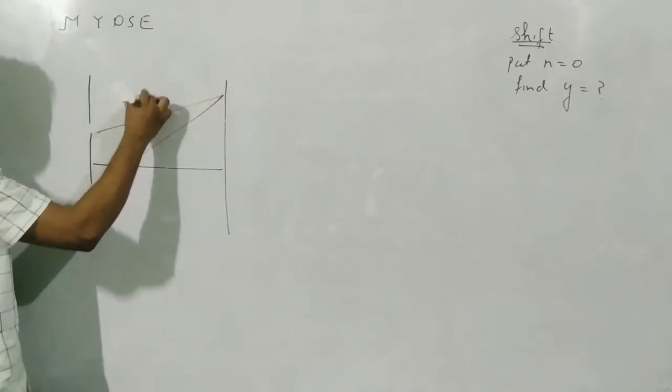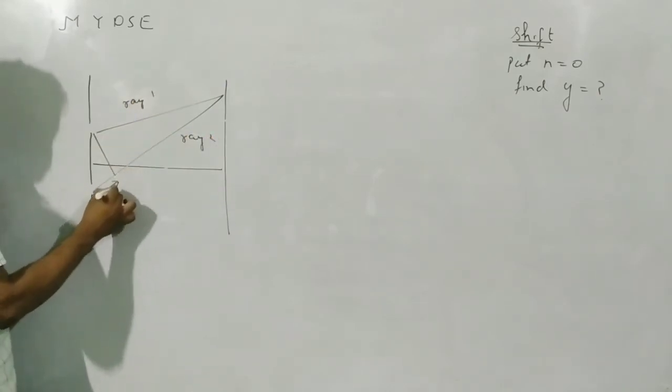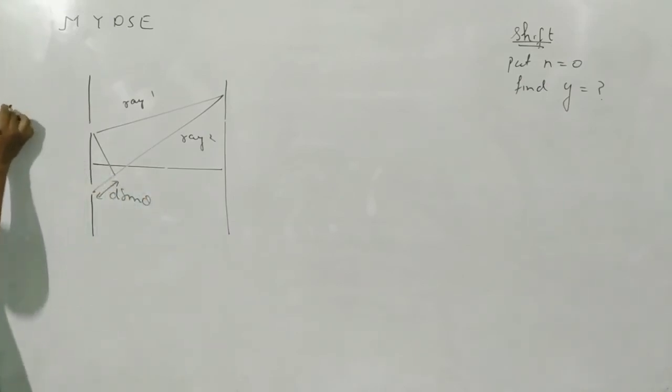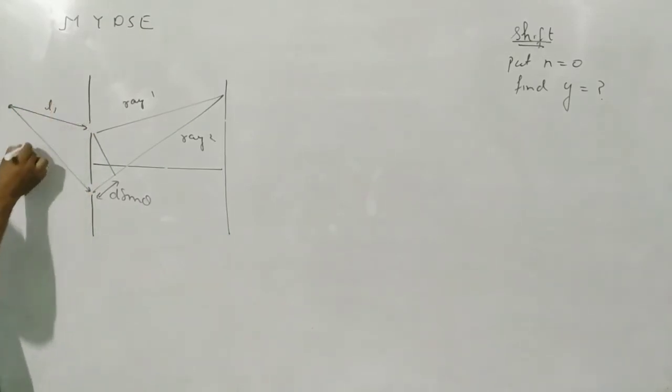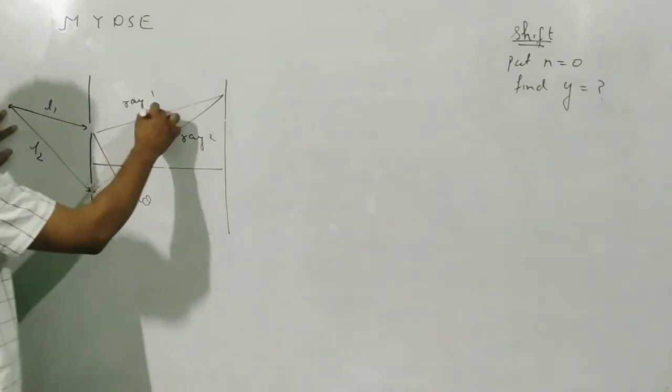Ray 1, ray 2, the path difference after the slit will be d sin theta. Let us say that I have placed a source over here. I am not placing the source symmetrically, I am placing the source off center, asymmetrically. So from the source, let us say this travels a path before the slit as L1 and L2. Now how are you going to write the net path difference by the time it reaches the screen?